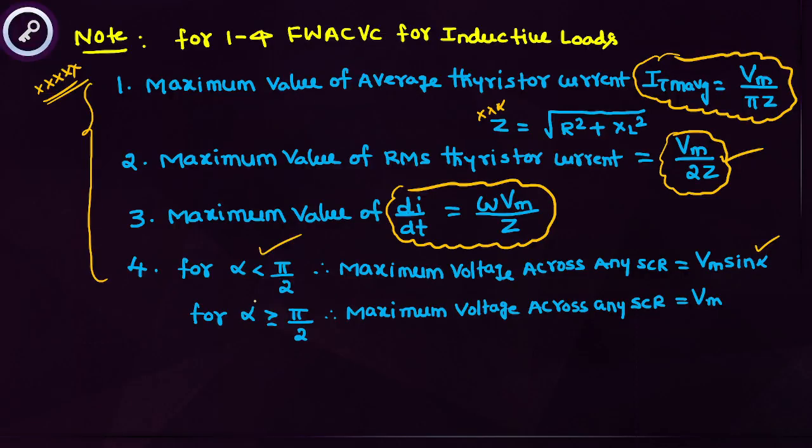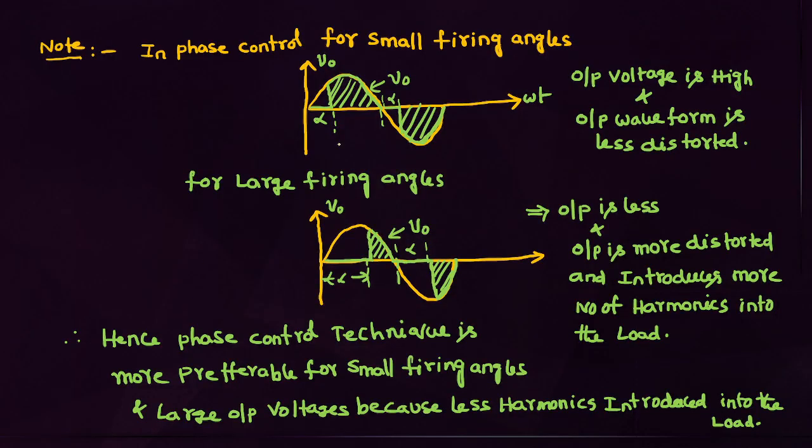If the firing angle is greater than or equal to 90 degrees, what is the maximum voltage across any SCR? It is Vm only. It is independent of the firing angle. Greater than or equal to 90 degrees, 135, 140, whatever firing angle is given, you take directly the peak, that is, the maximum voltage across the SCR is Vm. But if the firing angle is less than 90 degrees, you have to take the maximum voltage across the SCR as Vm sin alpha.